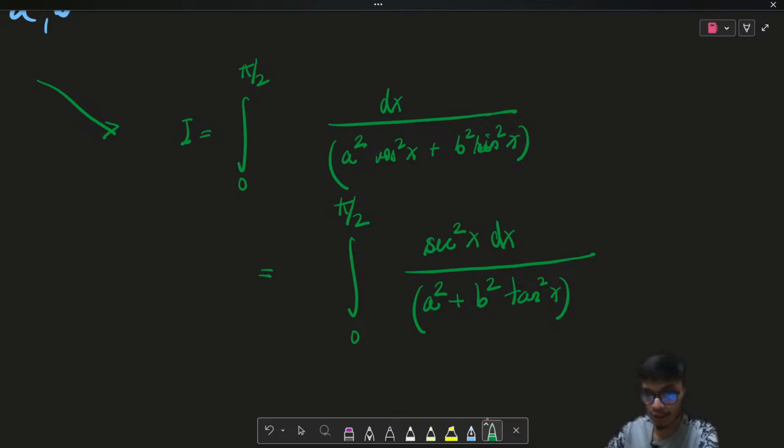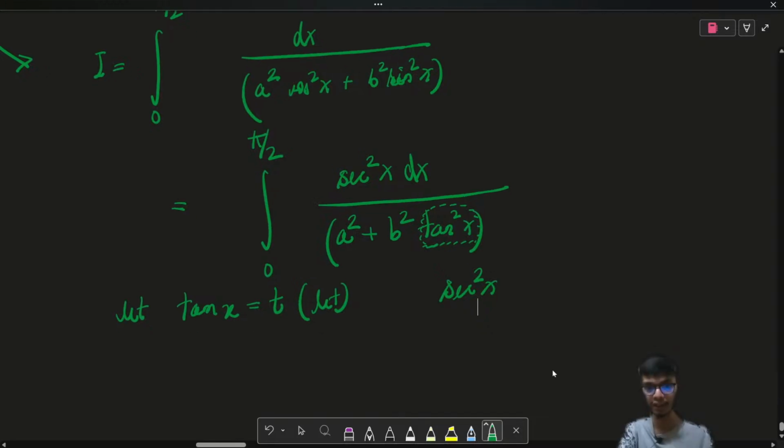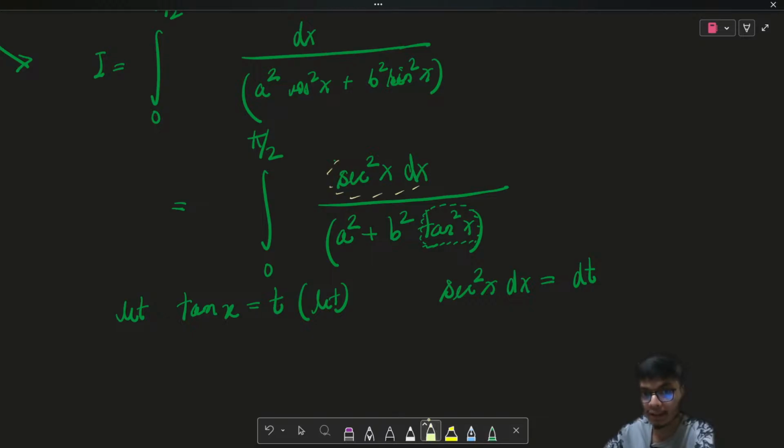In order to solve this question, you simply assume the term tan of x as some variable t. Then the numerator, secant square x dx, will be equal to dt. So I can replace this with dt upon a square plus b square t square. I can write this simply as this.